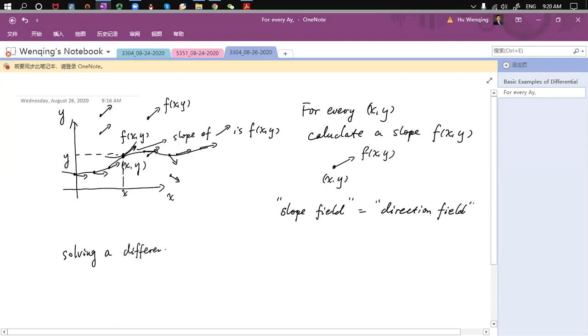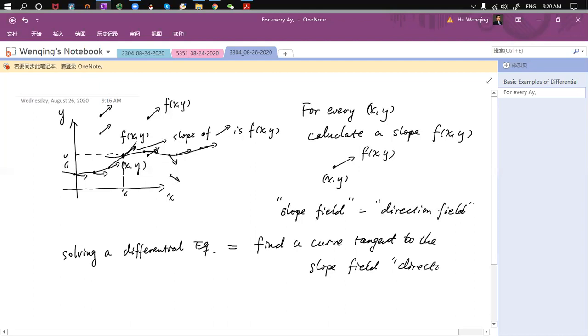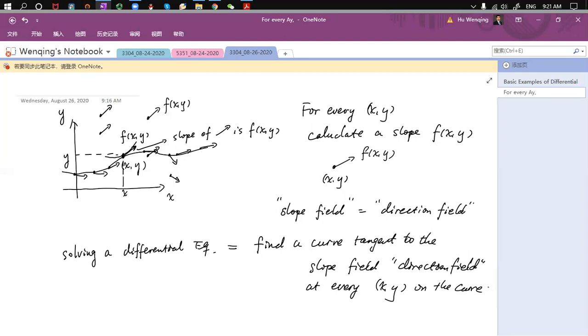Solving a differential equation is the same thing as finding a curve tangent to the slope field, or direction field, at every point on the curve. So that means solving a differential equation simply means you want to find a curve that's tangent to the slope field or the direction field at every point xy on that curve.